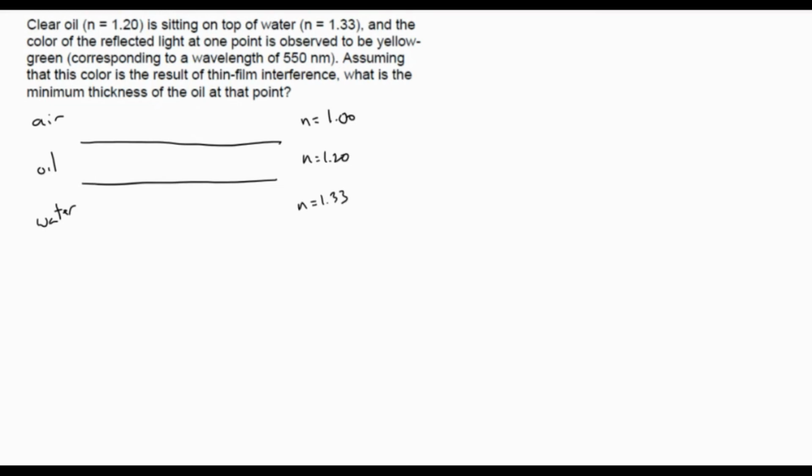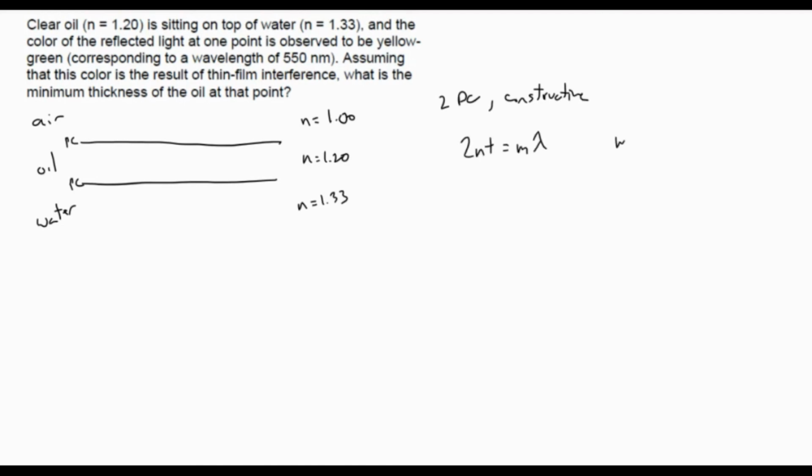At the air-oil boundary, yes. At the oil-water boundary, also yes. In each case, the light is reflecting off of something with a higher index of refraction. So we have two phase changes and constructive interference. That's 2nt equals m lambda.